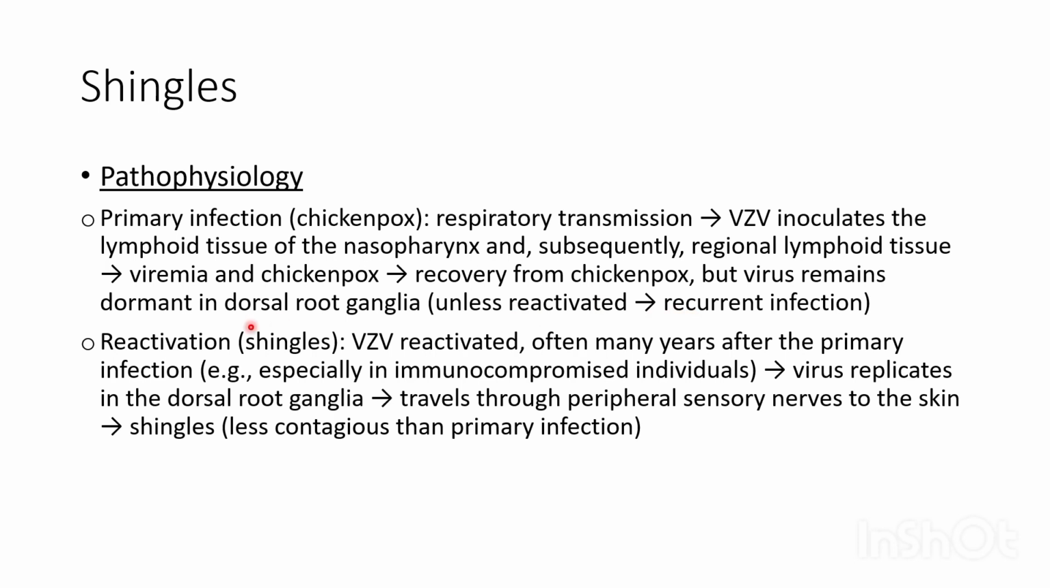Recurrent infection. Reactivation: shingles. Varicella zoster virus is reactivated, often many years after the primary infection, especially in immunocompromised individuals. The virus replicates in the dorsal root ganglia and travels through peripheral sensory nerves to the skin. Shingles is less contagious than primary infection.